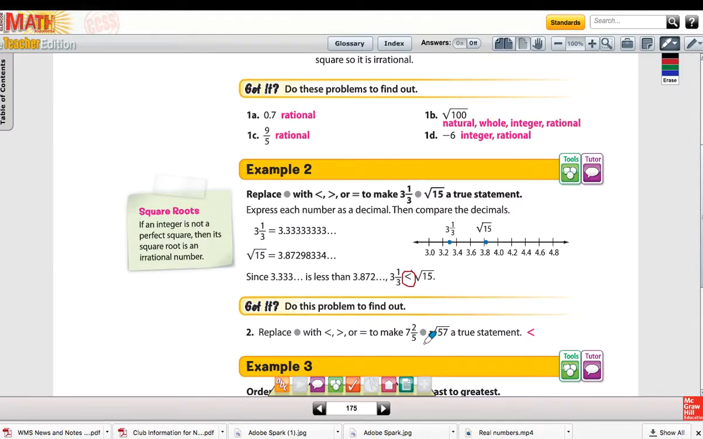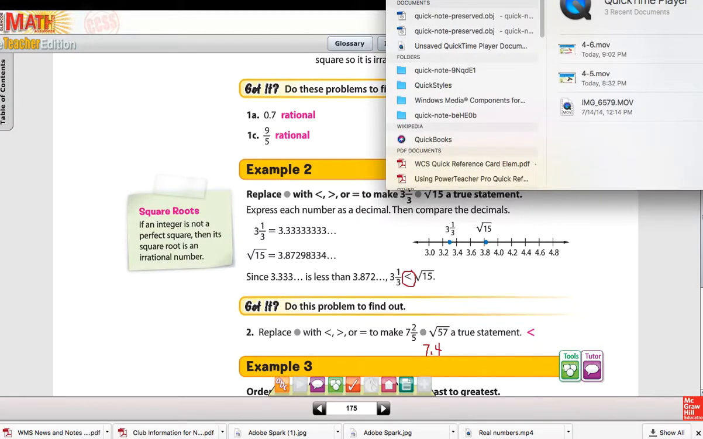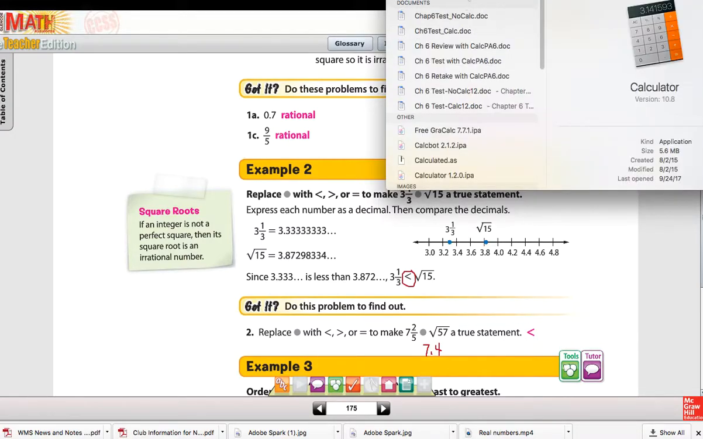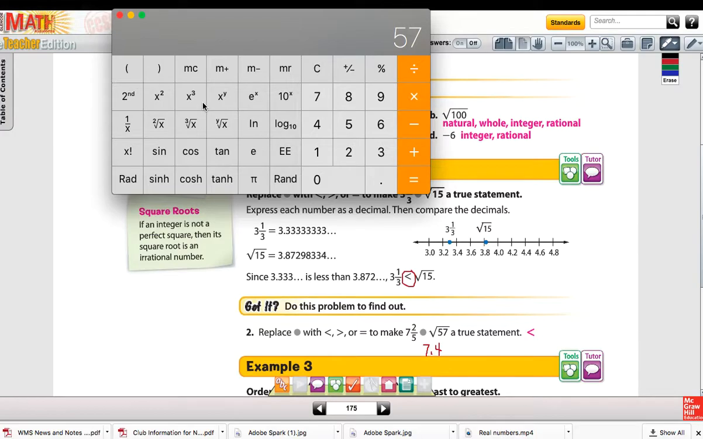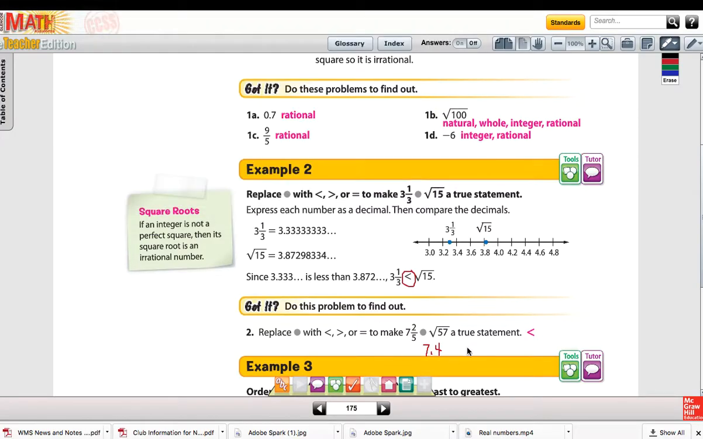7 2/5 is equal to 7.4. That's a rational number. And then the square root of 57 is an irrational number. If I take 57 and then the square root, I get 7.54. And really, I only need the tenths place to make my comparison. 7.4 is less than 7.5.